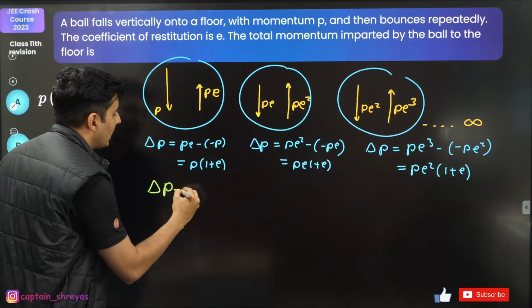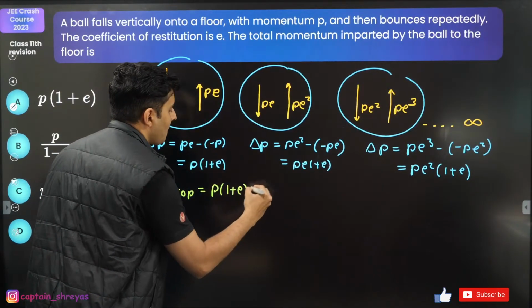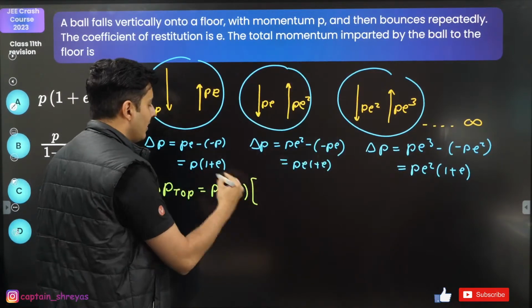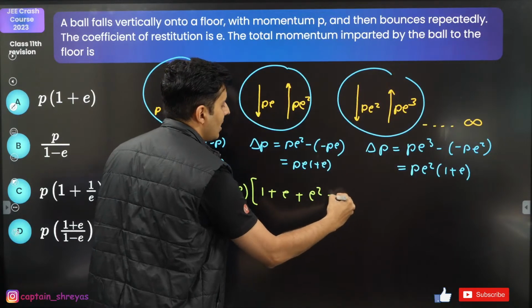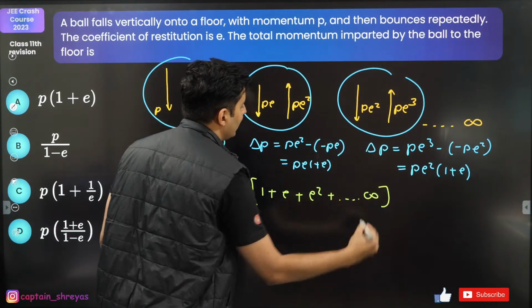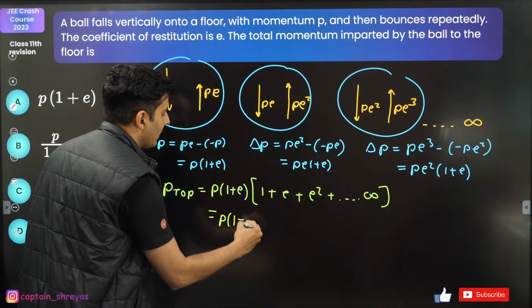So what is the total impulse imparted? It will be P into (1 plus e). You can see that is common everywhere. First time you have 1, second time you have e, third time you have e square, and so forth till infinity. It's a GP series, so you know what to do. So P into (1 plus e).